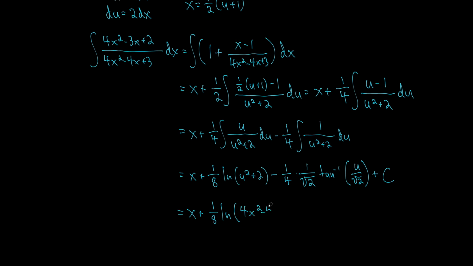4x squared minus 4x plus 3. And then minus 1 over 4 rad 2 tan inverse of u over rad 2. U is 2x minus 1. So we are done.